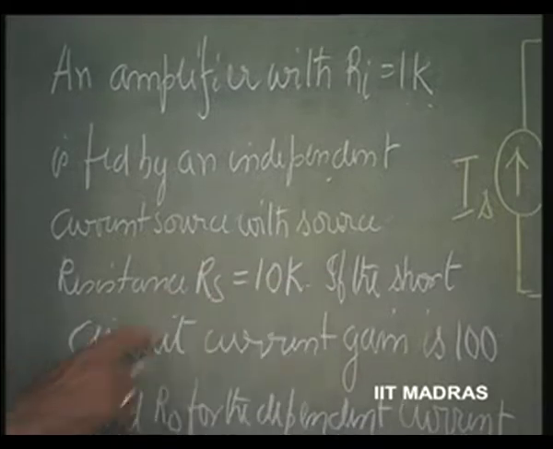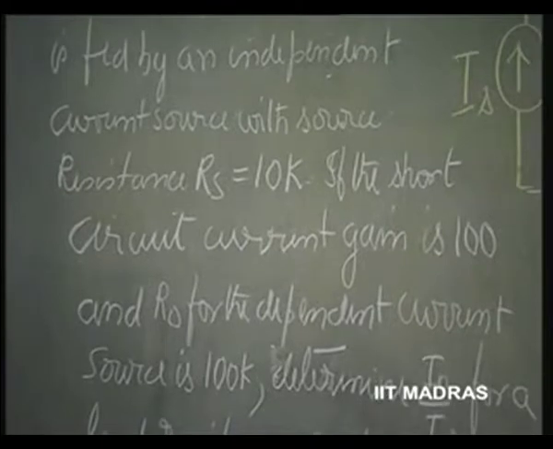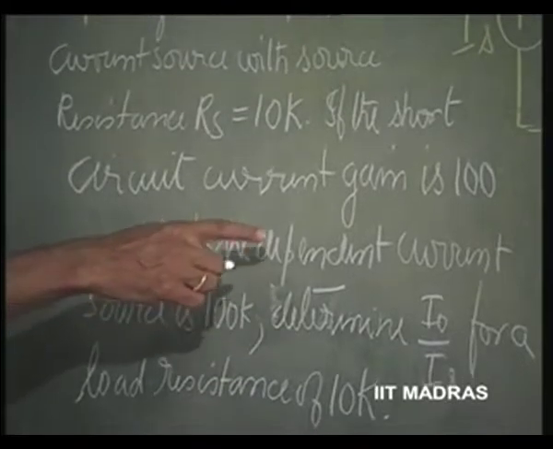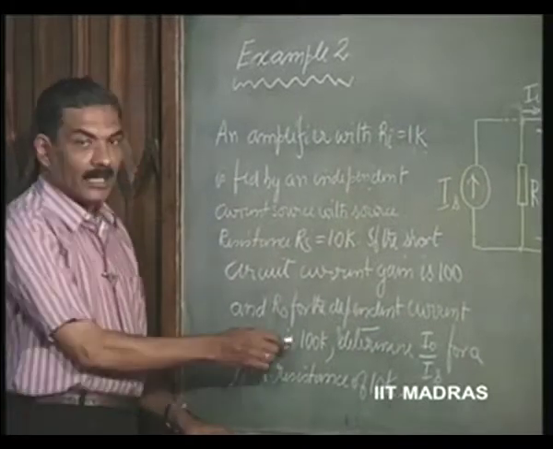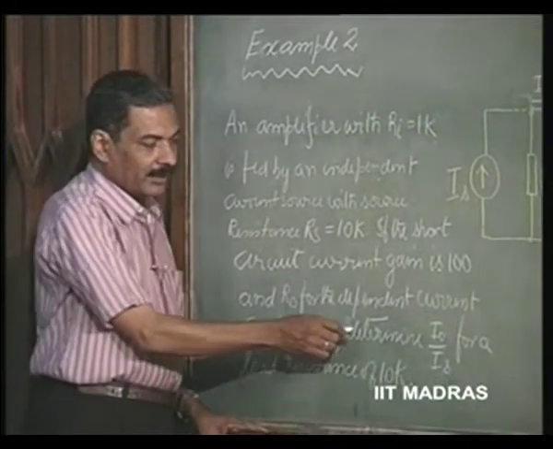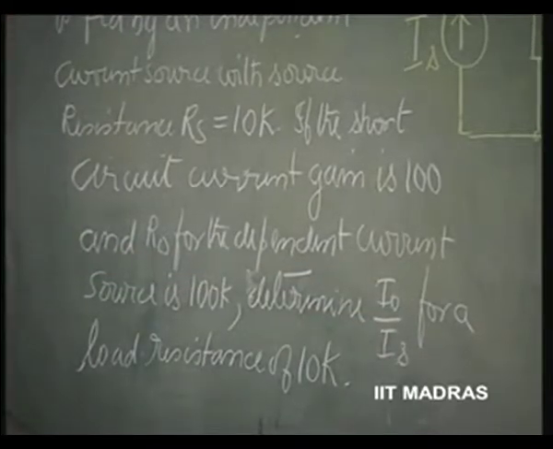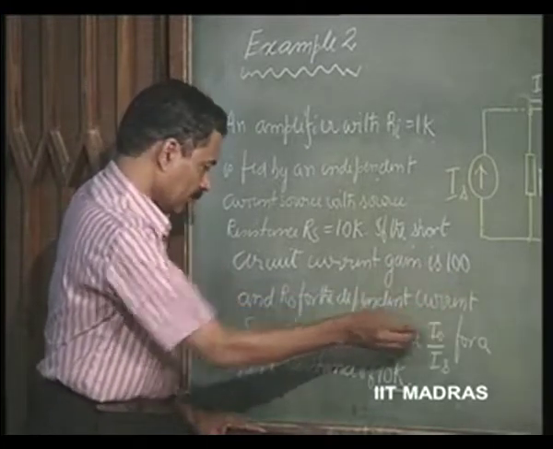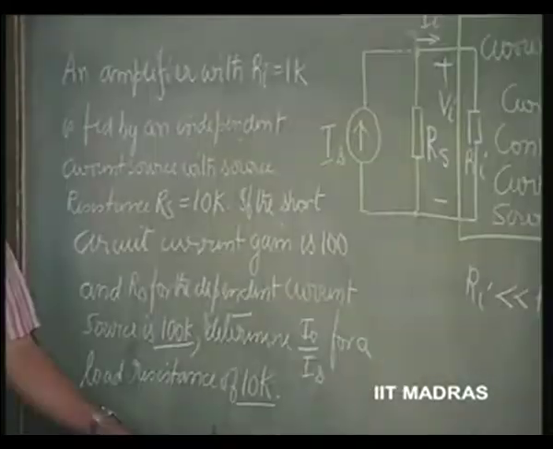If the short circuit current gain is 100, that means K is given as 100, and R naught of the dependent current source is 100 K. Determine I naught over Is, that is the current gain, for a load resistance of 10 kilo ohm. Now, again since the load resistance is 10 kilo ohm and the current source resistance is 100 kilo ohm, it can be declared as a current source.